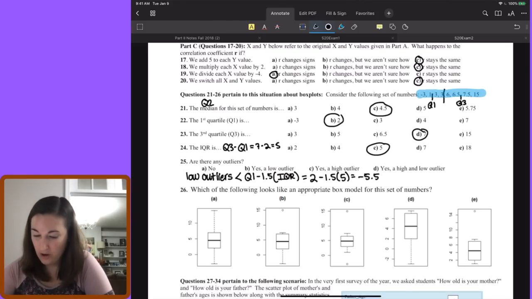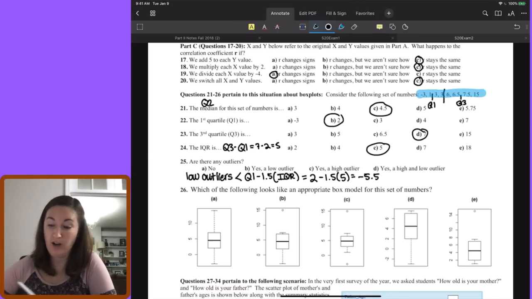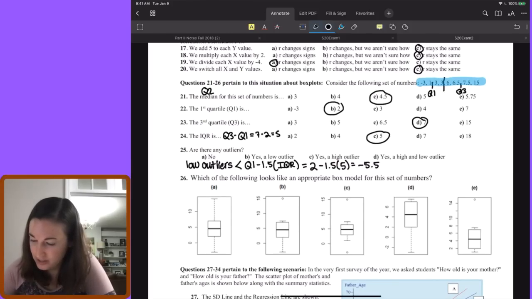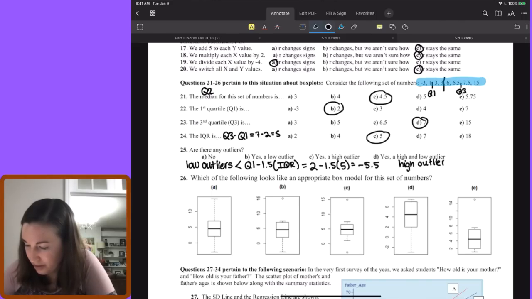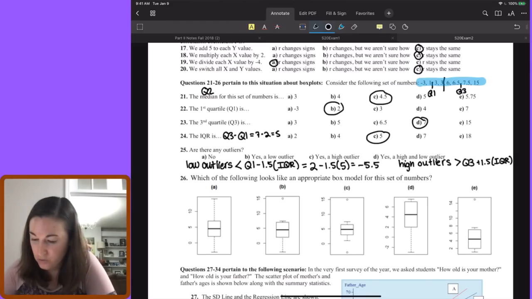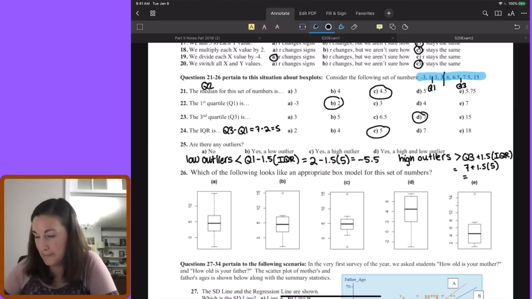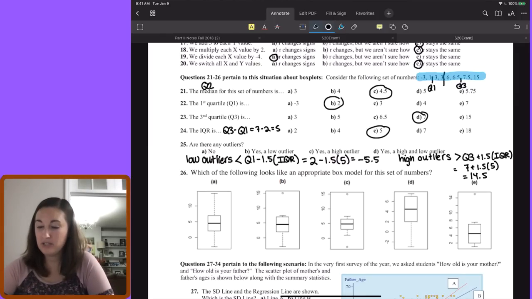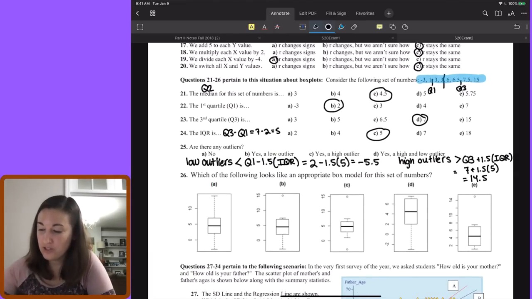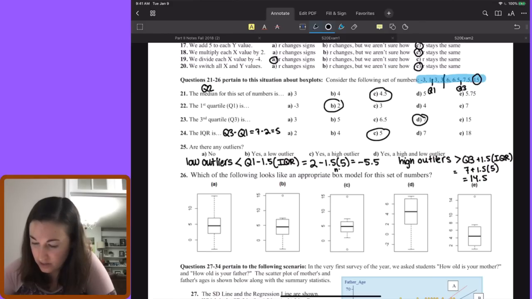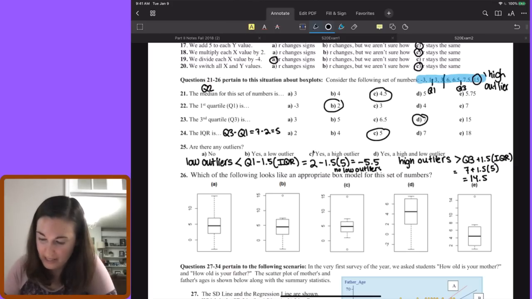It just says, are there any outliers? Well, there's no low outliers, but we have to check for high outliers. I'm running out of room here. High outliers, very similar, are numbers that are greater than Q3 plus 1.5 times the IQR. So Q3 was 7 plus 1.5 times 5, and this gives me 14.5. So again, I'm going to double check my list. Is there any number greater than 14.5? It looks like there's one. 15. 15 is greater than 14.5. So there is one high outlier. I can even say there are no low outliers, and then there is one high outlier. So my answer would just be yes, a high outlier.